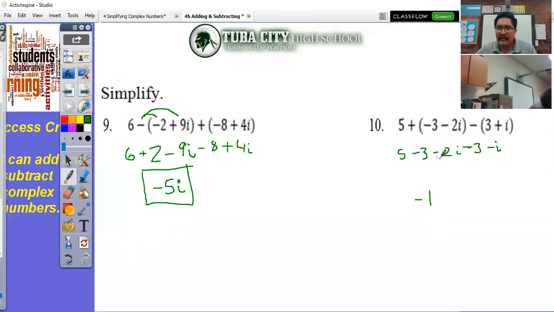And here I have negative 2i and negative 1i. So that would make negative 3i.